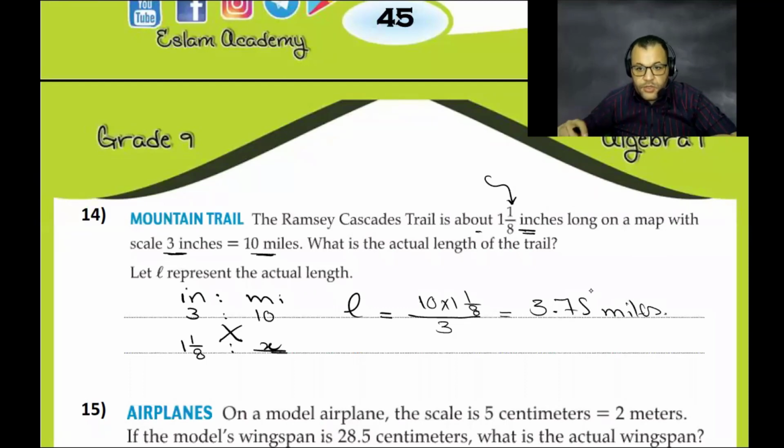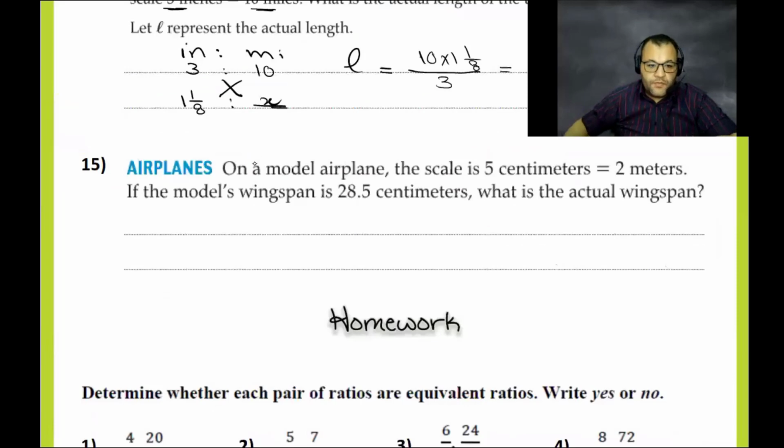Any problem for this one? Just by using calculators, you can solve it. Again, for this one, on the map of the airplane, the scale is for each 5 centimeters, we have 2 meters. What are the 2 units that we have? Centimeters and meters. For each 5 centimeters, it represents on real?